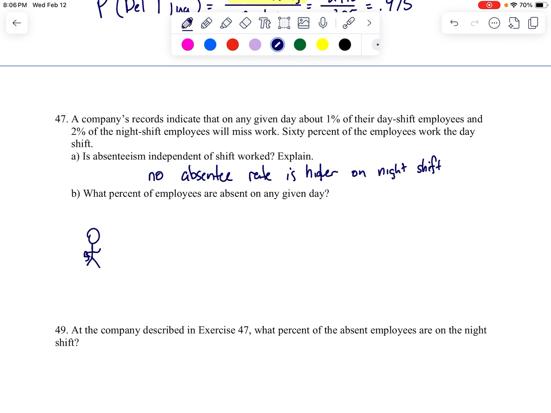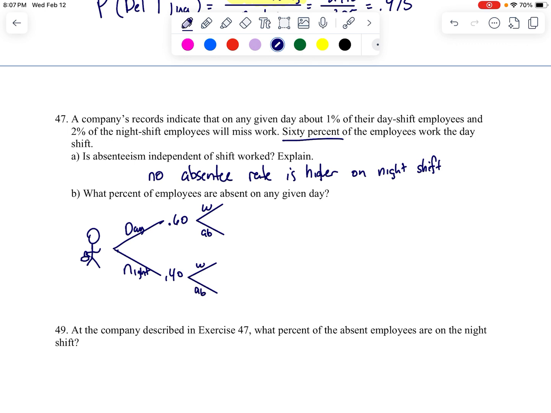What percent of employees are absent on any given day? So here is our employee. Okay, lunchbox, briefcase, whatever, they're going to work. Anyway, the first event that happens to this employee is they either work the day shift or they work the night shift. It says that 60% of employees work the day shift, so that means the 60 goes here and a 40 goes here. And then at the beginning of the problem, it said on any given day, 1% of the day shift employees are absent. Okay, so my next event is either they are working or they are absent.